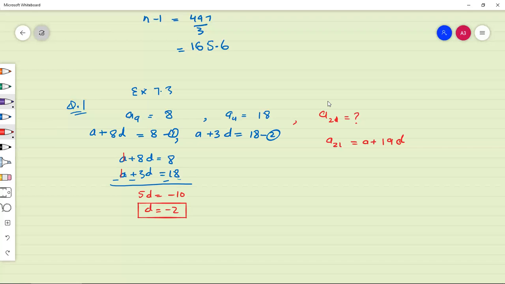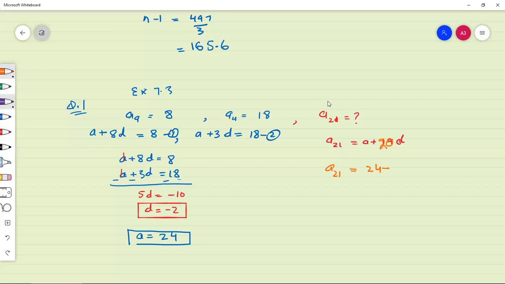Put this minus 2 in any given term. So if I put it in the first, A plus 8 times minus 2, that is minus 16, so A would be 16 plus 8, so it would become 24. The A is 24. Now you have found these two values. Put these values into this expression. A21 is equal to 24 plus, this should be 20D because I changed that one.